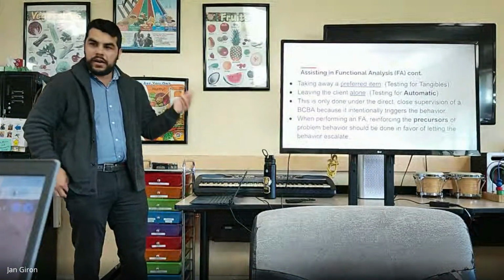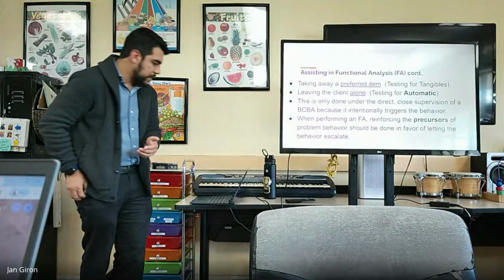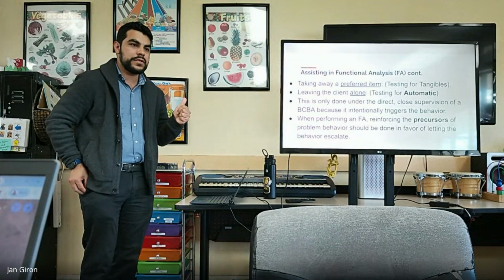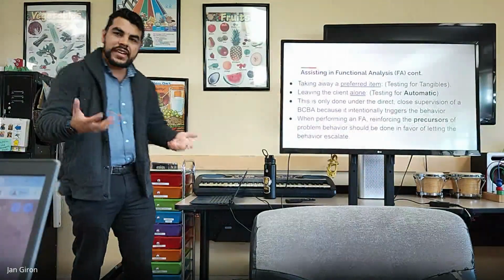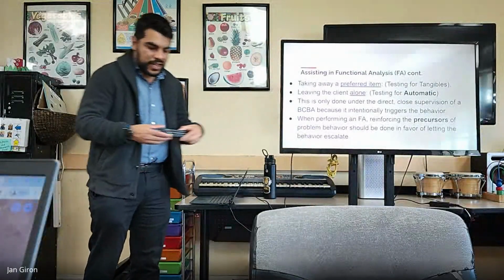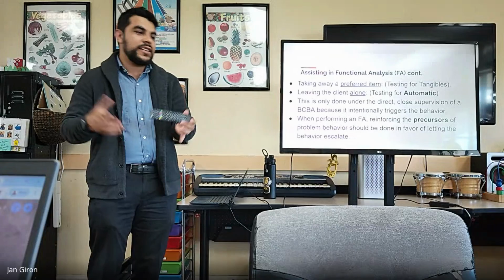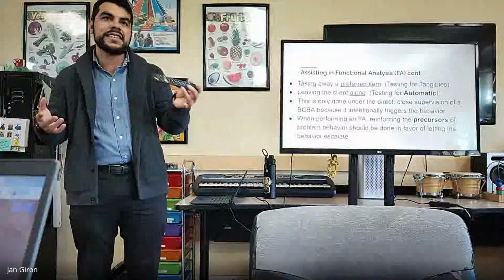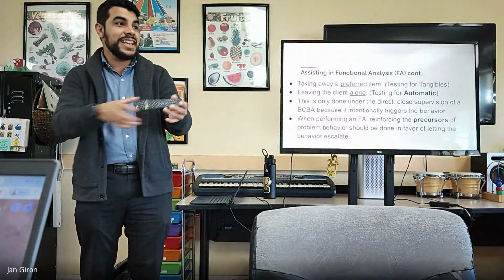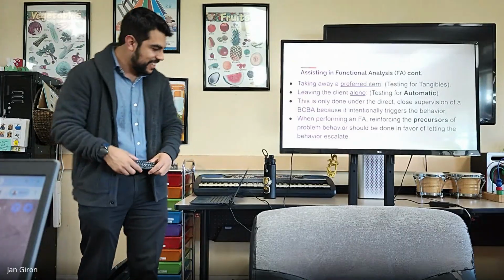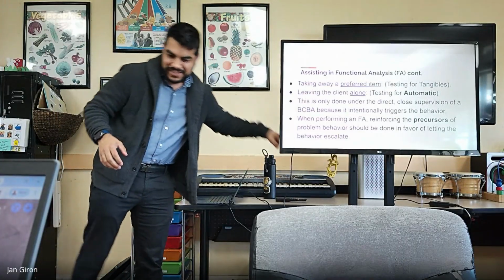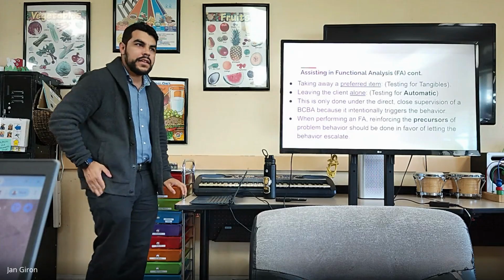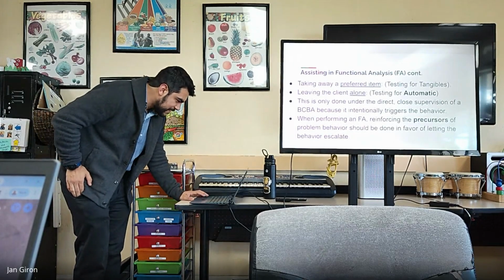The other condition that we'll be taking a look at is what happens if we want to test for tangibles. If they have an item they like, such as a remote, how do we test behaviors maintained by tangibles? Access. Taking it away? Yes, exactly. We take it away. And then we go and see what happens. All right, let's take a look.